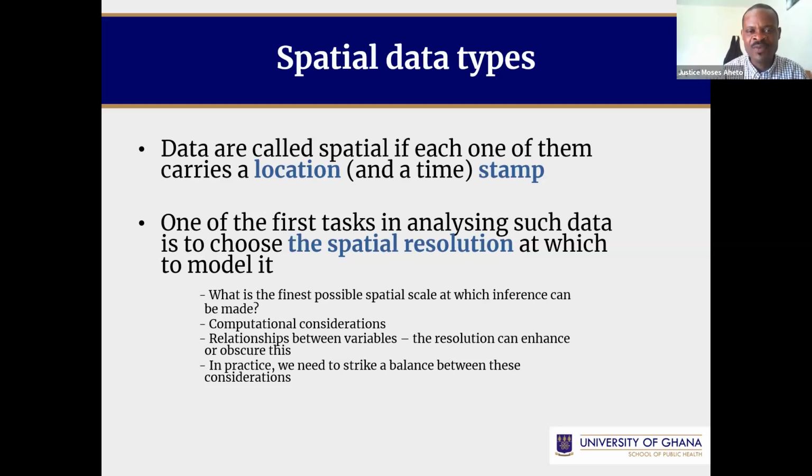So if you read papers that were published on spatial analysis mapping, you see them mention maybe 1 kilometer by 1 kilometer resolution, or 5 kilometer by 5 kilometer resolution, or 10 kilometer by 10 kilometer resolution. Okay, those are some of the things you should know.